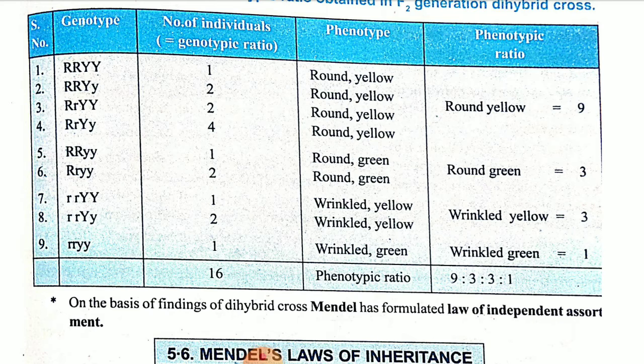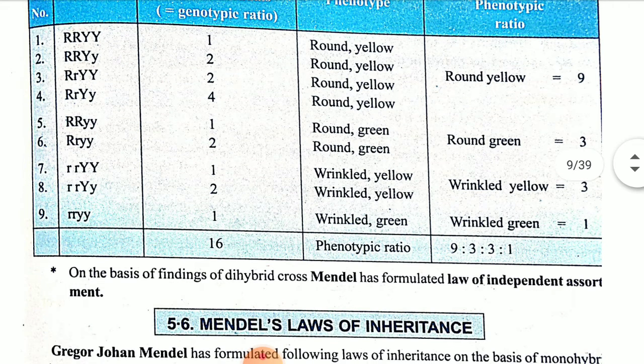Keep in mind, children, if one dominant character is present, then the complete offspring will be visible in that form only. Capital R, capital Y, that will be round yellow only. In the third one you can see one capital R is there, two capital Y are there, then also it will be represented as round yellow only. In the fourth one you can see one capital R, one capital Y, one small r, one small y, but then also it will be representing round yellow only. Keep this in mind, okay?